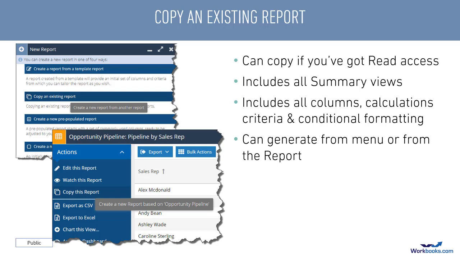When you copy a report, the copy will include all of the summary views, the columns, the calculations, the criteria, and any formatting that's been added to the original report. It will all be copied into the new one. You can create your copy from the menu that we saw a couple of slides ago, or you can do it by opening an existing report and clicking on the option in the left-hand column called Copy this report.